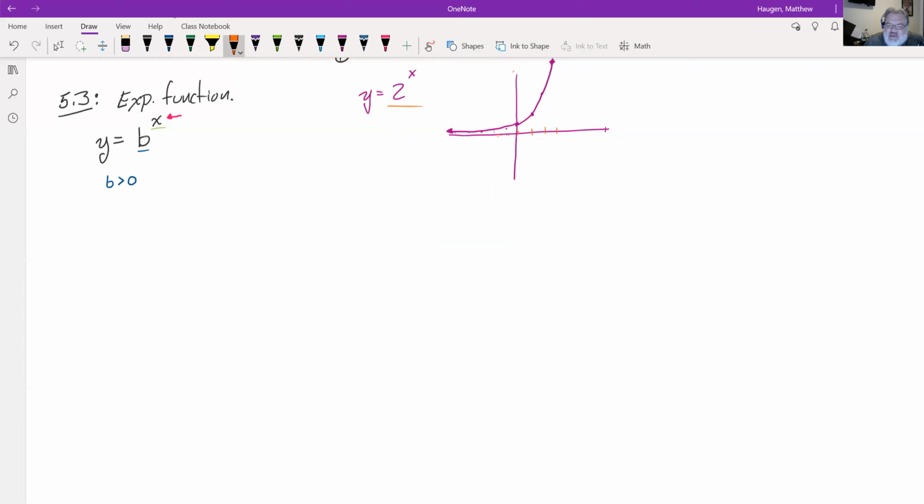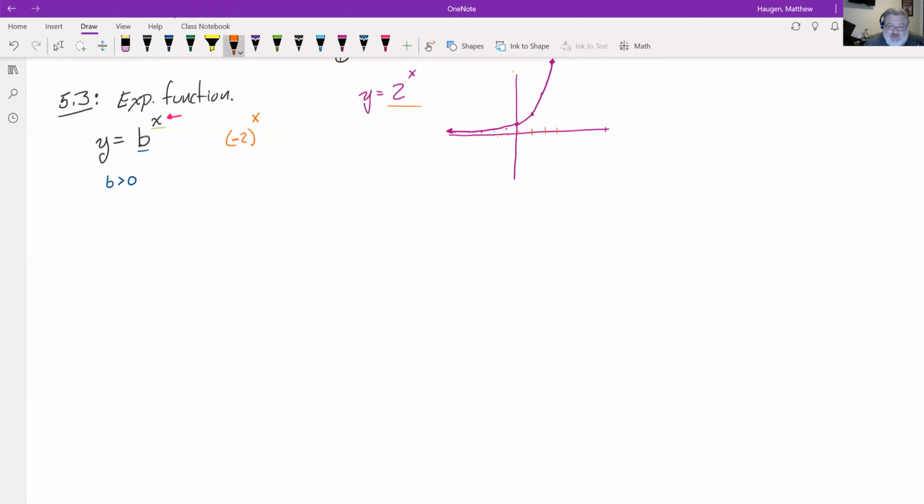Now, why can't b be negative? Why does b have to be greater than 0? Well, imagine b was less than 0. So imagine we had a -2 instead that was being raised to that x power.